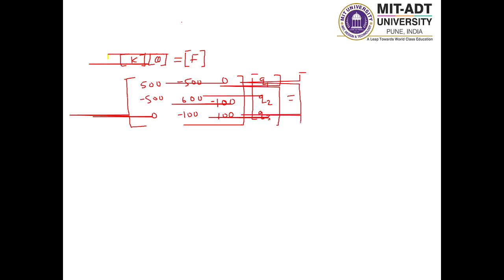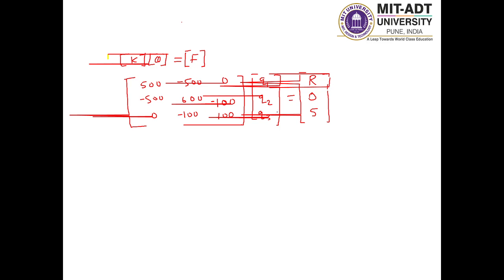So I need to define F matrix. So how can I define F matrix? So first force, if at node 1 I am getting reaction, at node 2 there will be no force, at node 3 5 Newton force is given. So I am writing 5 Newton over here. So 5, right?